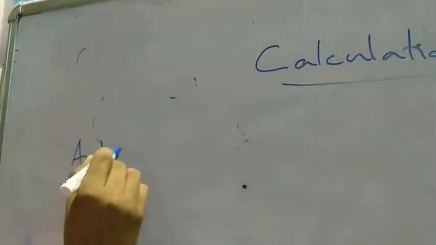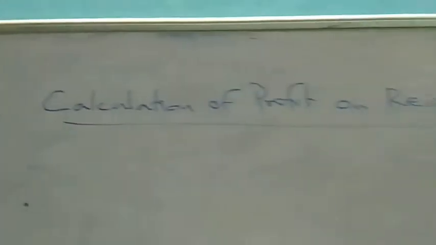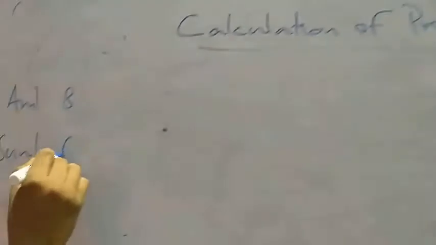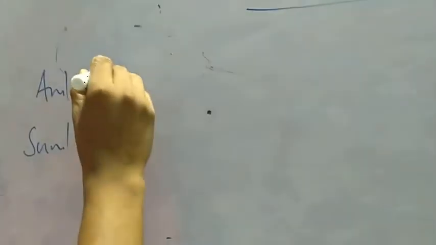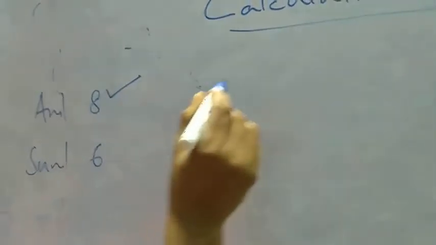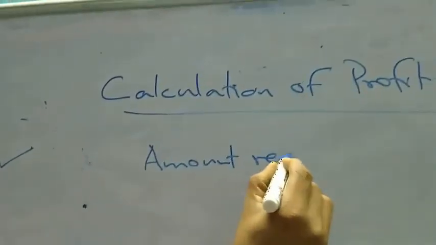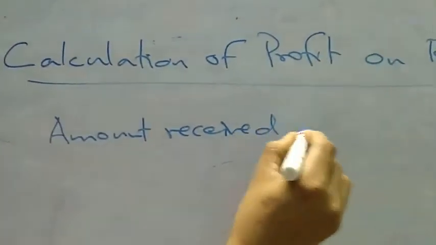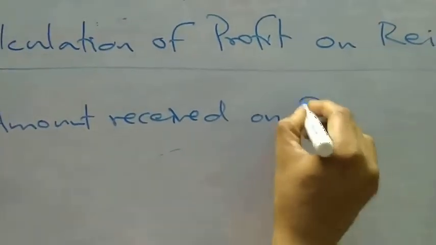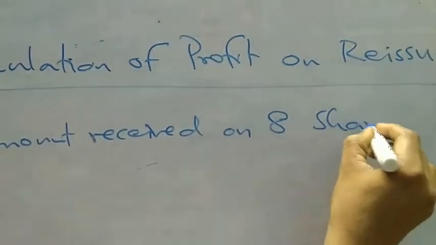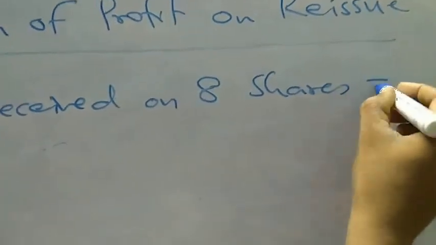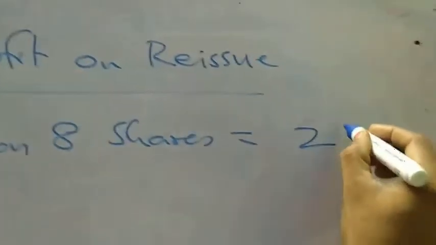Anil got 8 shares. Sunil got 6 shares. All the shares of Anil we have taken. So you take the amount received on 8 shares, the shares which we have issued to Anil. It will be 8 into 30, 240 rupees.